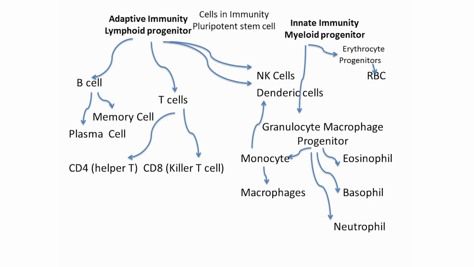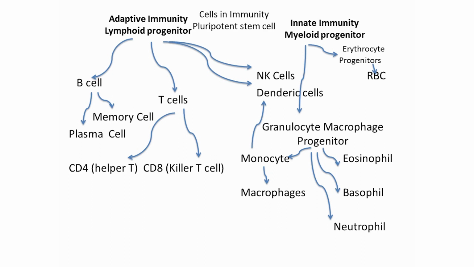These are the cells from pluripotent stem cell. We all know this thing. On one side you get adaptive immunity cells. So what are they? They are B cells, T cells, coming from lymphoid progenitor. So what is the fate of B cells? They will either be converted into plasma cells, those will actually make antibodies, whereas the rest of the B cells will be converted into memory cells.